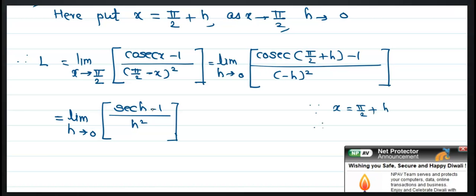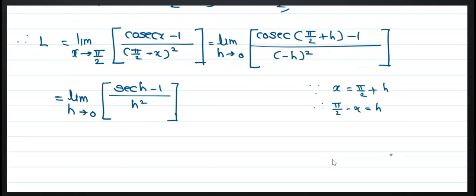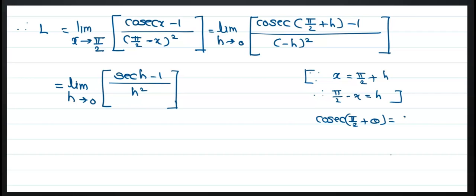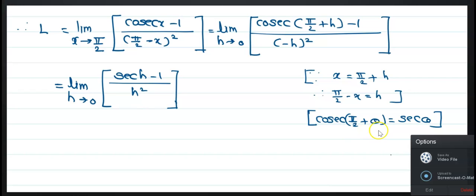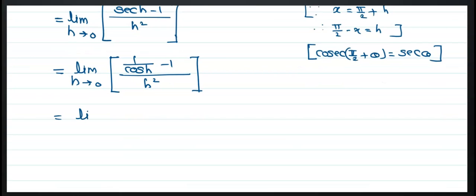Again, I am showing this: x is equal to pi by 2 plus h, so pi by 2 minus x is equal to h. And by using this formula, cosec of pi by 2 plus theta is equal to sec theta. Therefore, limit h tends to 0 of (1 upon cos h minus 1) upon h square.